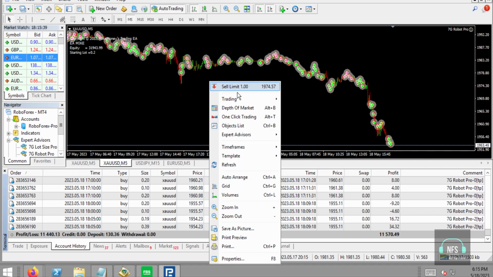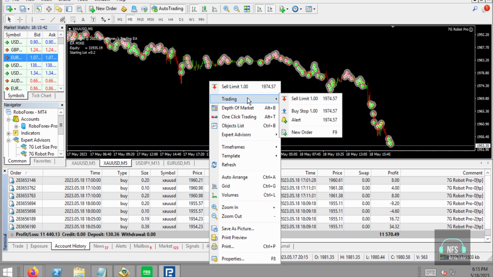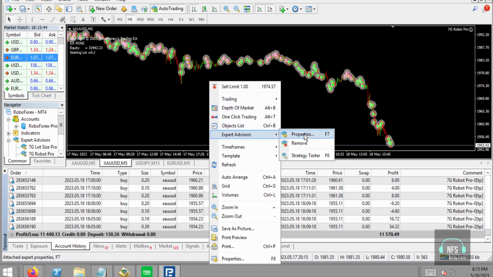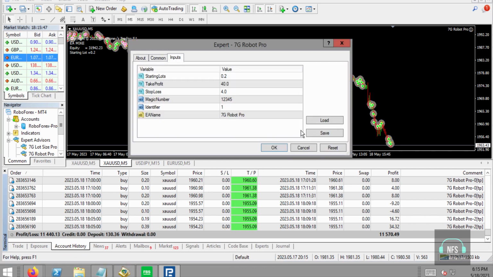And let me show you the settings. I'm using the default settings, guys, with 7G Robot Pro. As you can see, I have starting lots at 0.2, and the others are the default settings: take profit 40, stop loss, magic number identifier, and that's pretty much all the same. I changed only the starting lots. By default it's set to 0.01, and as you can see I set it to 0.2.